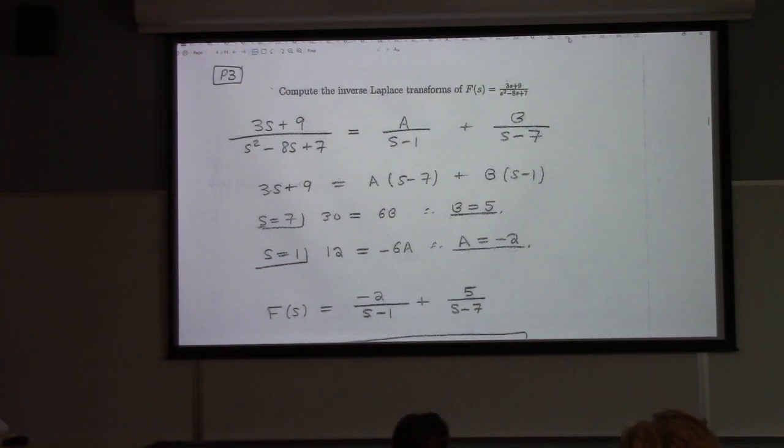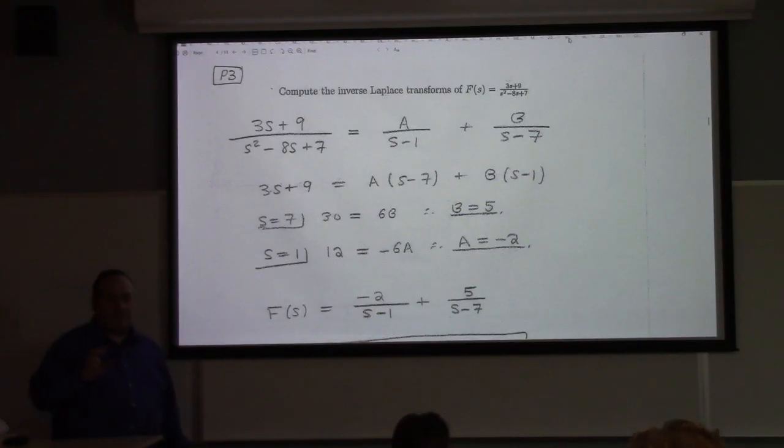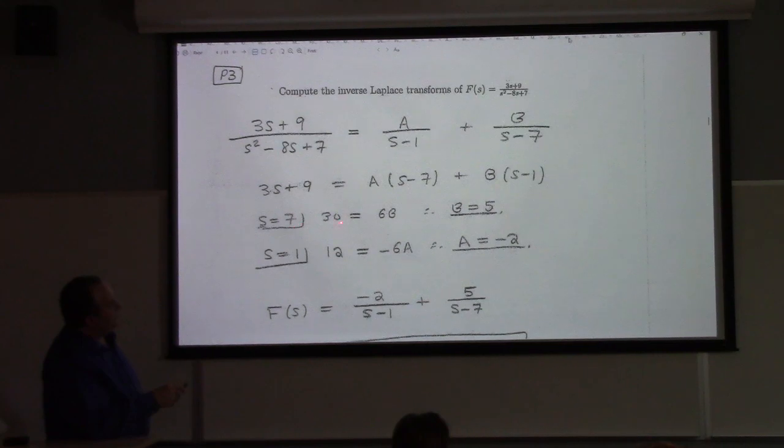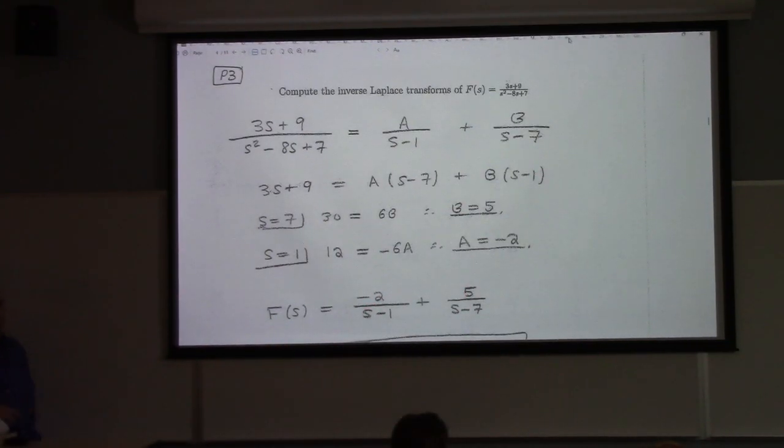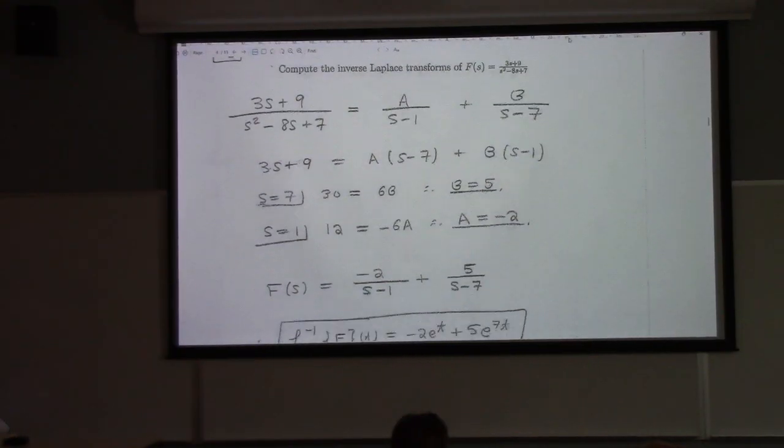Here is a quadratic where the denominator factors, unlike the other one we talked about today, right? If it factors, probably your best bet is just to partial fractions that thing. And if we do that and work it out, I get 5 and minus 2, which gives me this, at which point we can take the inverse transform. It's minus 2 e to the t plus 5 e to the 7t is the inverse transform of that. All right?